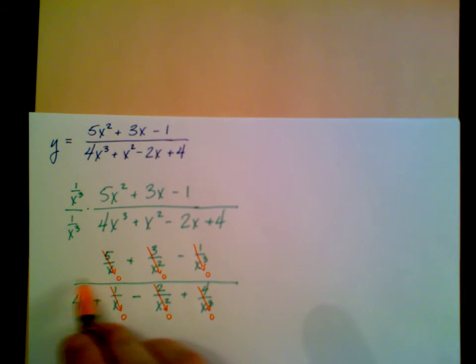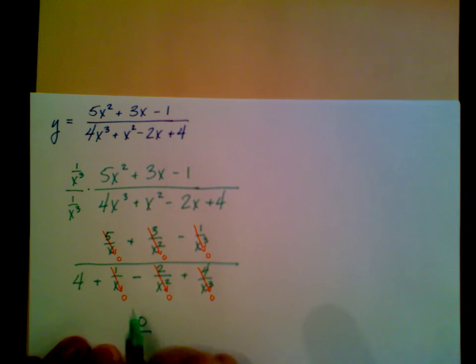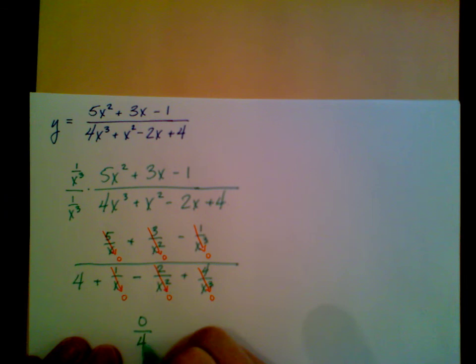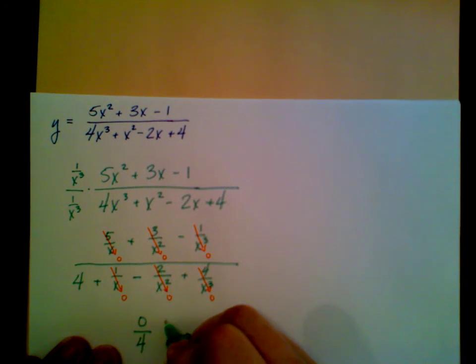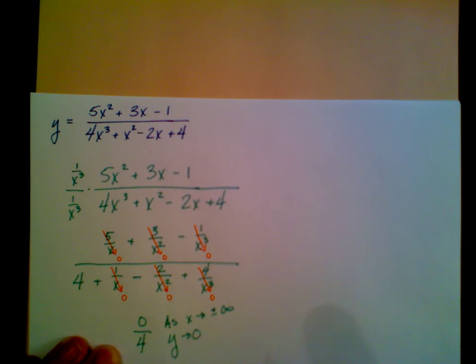So notice that the entire top this time went to 0. And the entire bottom, well, all of this is 0, and I have a 4 left. So that's 0 over 4, which is just 0. So y goes to 0 as x goes to plus or minus infinity.